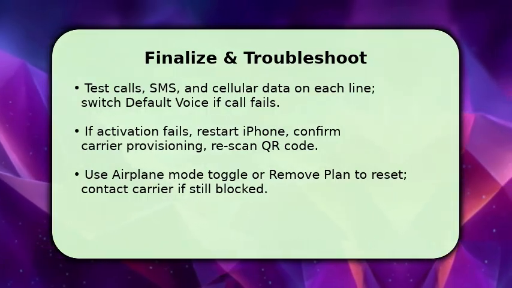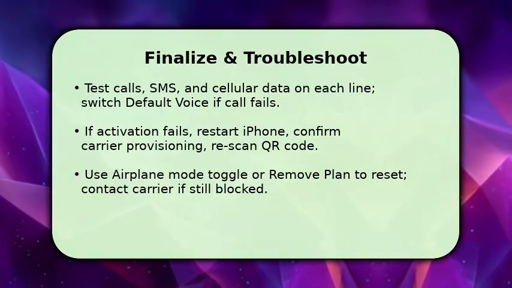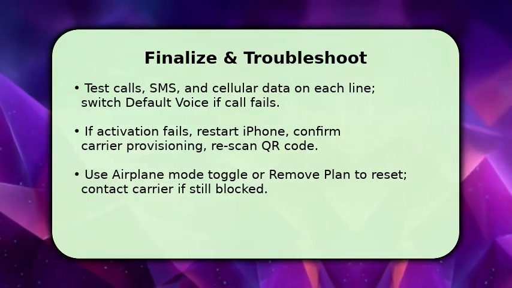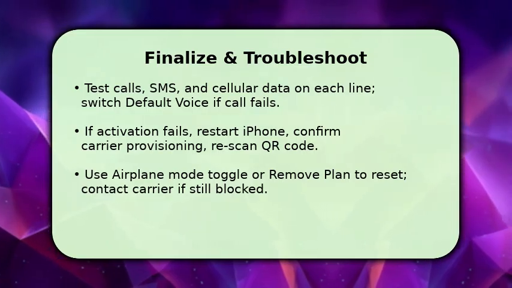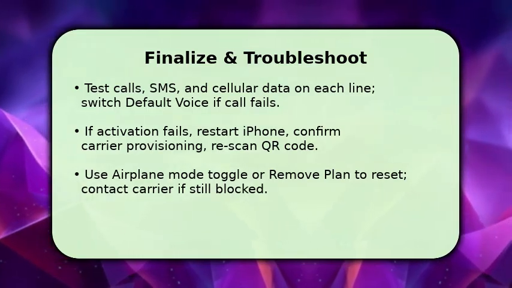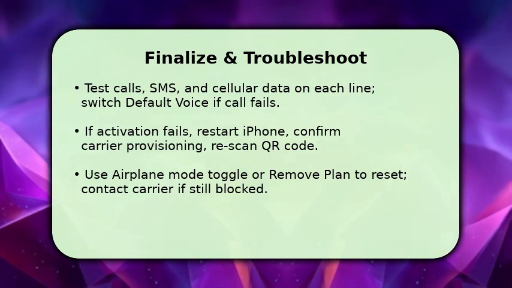If provisioning is still blocked, contact the carrier. Sometimes they must enable the eSIM on their side. One troubleshooting tip: if calls route incorrectly, change the default voice line and retest immediately.